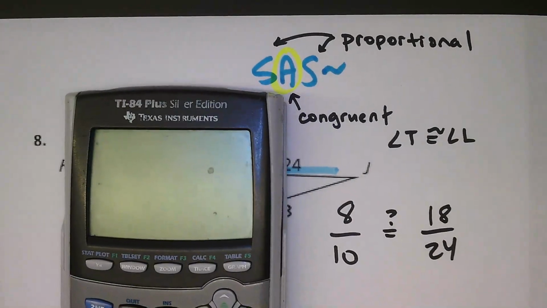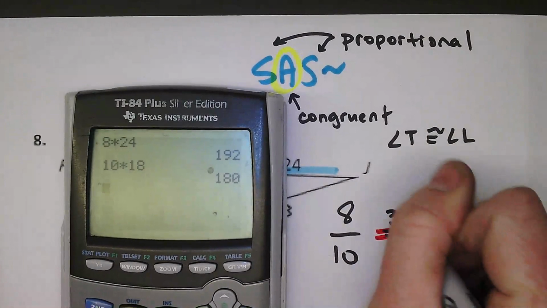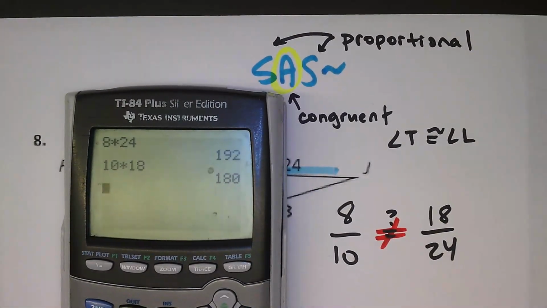So I can do 8 times 24. This is nice because the calculator does most of this work. 8 times 24 is 192. 10 times 18, well, that is 180. The cross products are not equal. So I can get rid of that question mark now. I know that they are not equal.